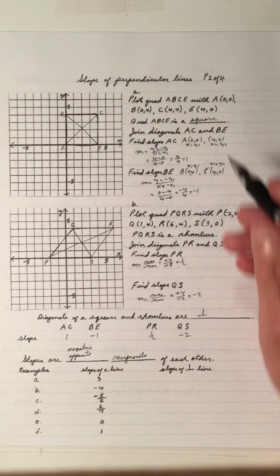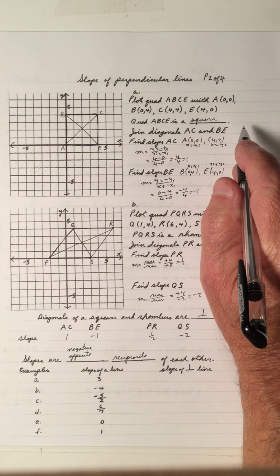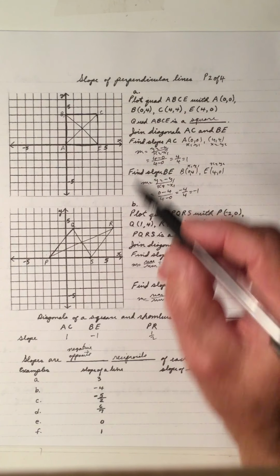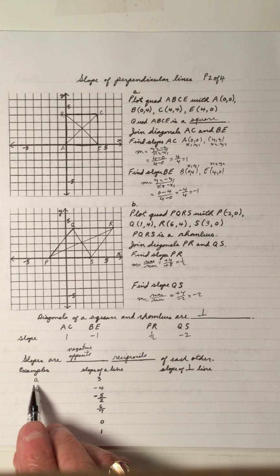Okay, I did these two illustrations to show you about the diagonals of different geometric figures. And in a square and a rhombus, the diagonals are perpendicular. Okay, let's do some examples.